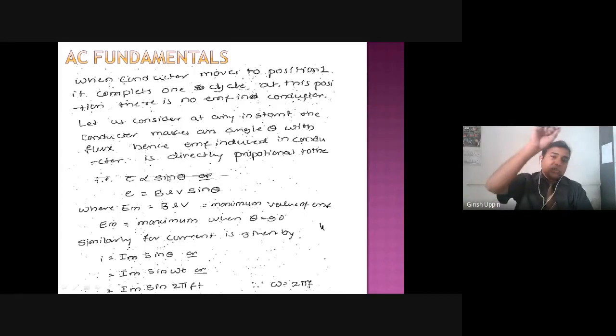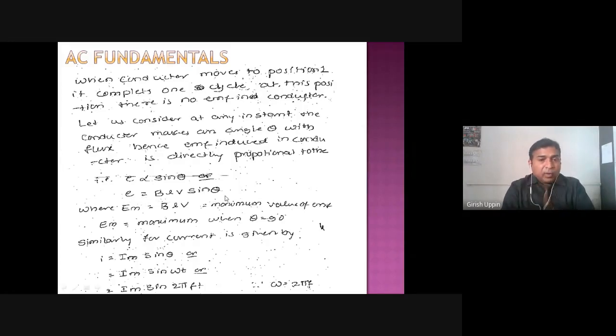And when it is at position 2, the angle between the flux and the direction of motion is 90 degrees. So sine of 90 is 1. That is the maximum value of the EMF induced. Therefore, the EMF induced in a conductor is directly proportional to the sine of theta. If we remove the proportionality sign, we get a constant. That constant is B into L into V. Therefore, EMF induced in a conductor is given by E = BLV sin θ.